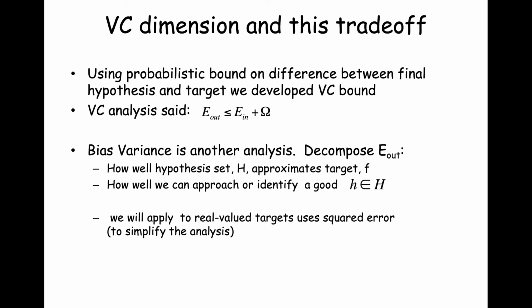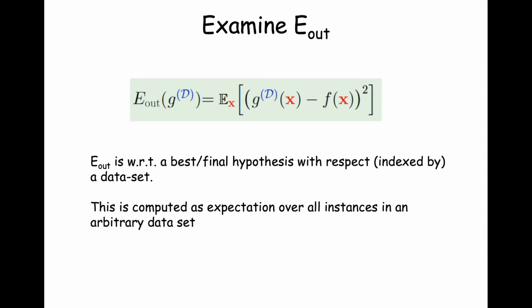And so we're going to use an example where we apply this to real value targets using squared error, just to make things a little bit simple, but the concepts are still the same. In this example, we're going to examine E out. This is our out-of-sample error, and we're going to have it relative to our final best hypothesis, G.